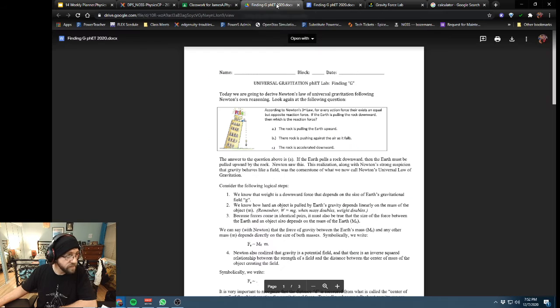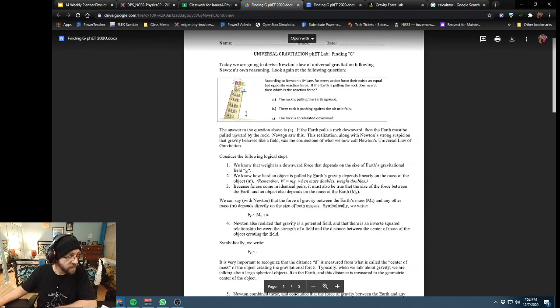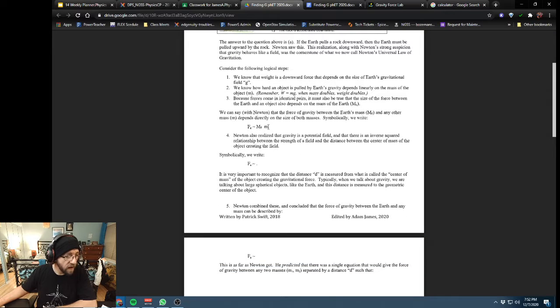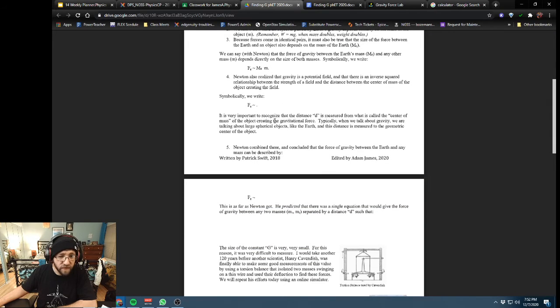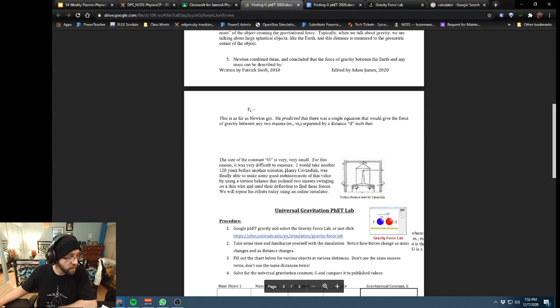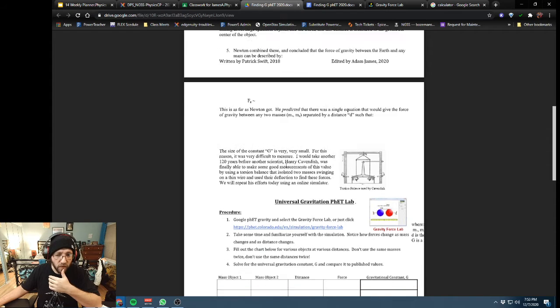So that's the simulation. Reading these directions, this is just a little bit of history about Isaac Newton and this gravitational stuff. Mr. Swift wrote it. It's a cool dude. Henry Cavendish, scientist who figured this stuff out in the early 1700s. And again, he figured out a method of measuring how these 2 balls were attracted to each other with this very, very delicate, precise balancing apparatus.